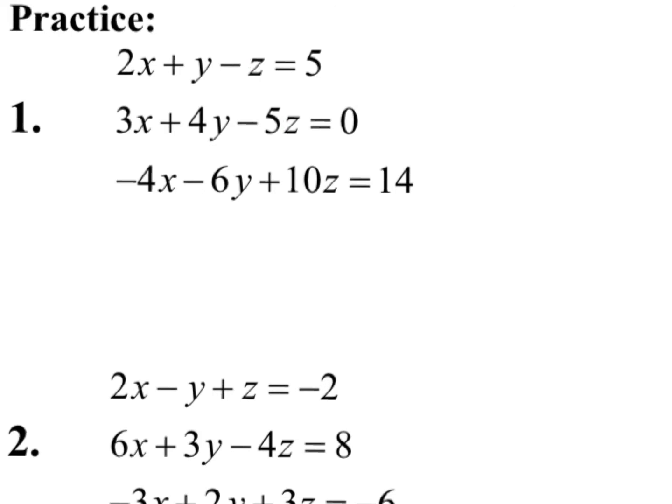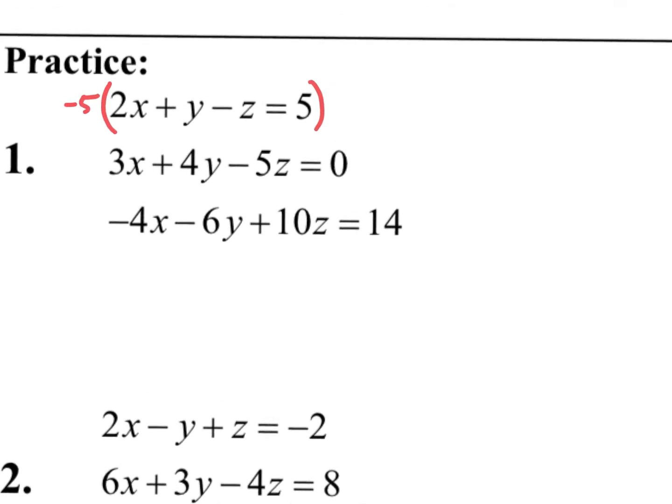All right, so how am I going to get this negative 5z to cancel with this guy? I need to change this guy to what? To a positive 5, so it'll cancel with the negative 5, right? So I need to multiply this whole thing by what? Negative 5. By a negative 5, okay? So I'm going to put parentheses around the top. I'm going to put a negative 5 out here. I'm going to draw an arrow up here, and I'm going to rewrite it.